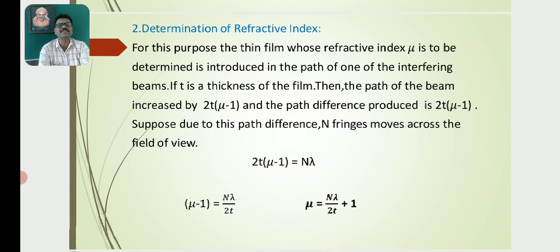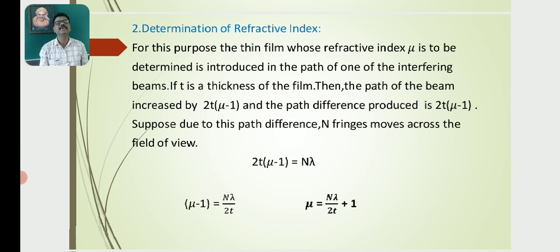Determination of refractive index. For this purpose, the thin film whose refractive index mu is to be determined is introduced in the path of one of the interfering beams. If t is the thickness of the film, then the path of the beam is increased by 2t(mu minus 1), and the path difference produced is 2t(mu minus 1). Suppose due to this path difference, n fringes move across the field of view, then 2t(mu minus 1) is equal to n lambda, so mu minus 1 is equal to n lambda by 2t. Then mu is equal to n lambda by 2t plus 1.